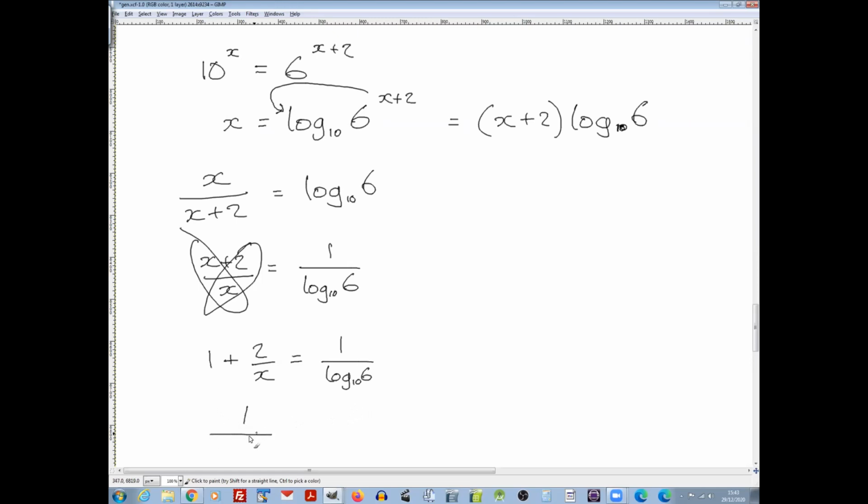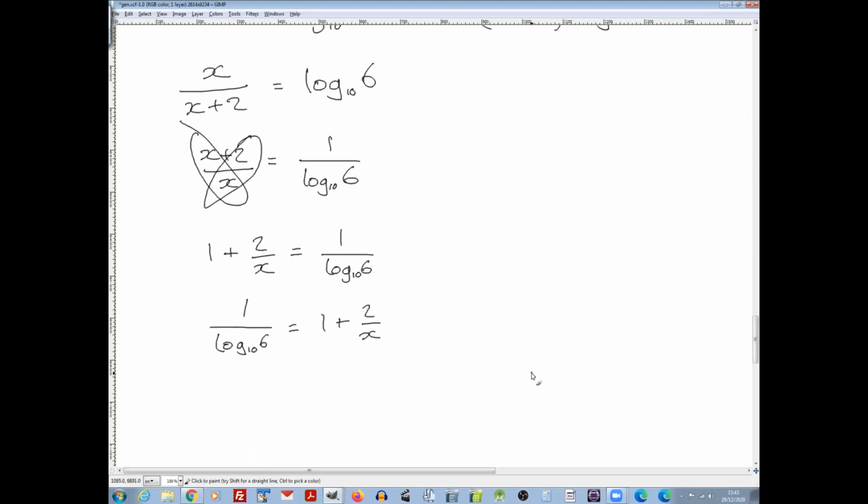Well, you could say 1 over, so far you've said this, but that would just be that, wouldn't it? Yes, base 10. We could say, therefore, 2 over x equals 1 over log base 10 of 6 minus 1. Good. And given that now we want to take the reciprocal again, it's going to be a very messy reciprocal if we have that.